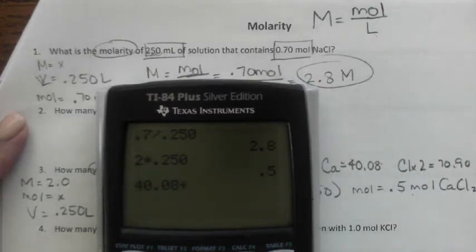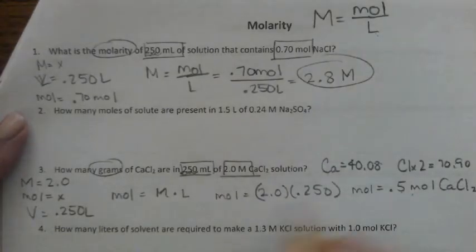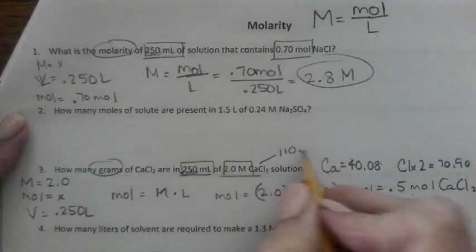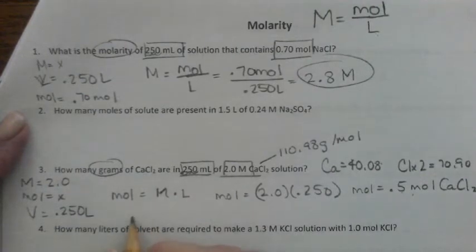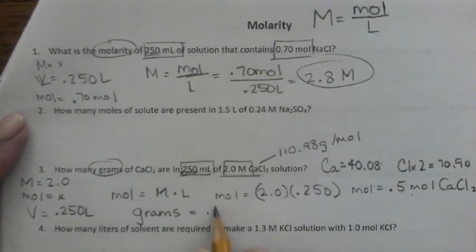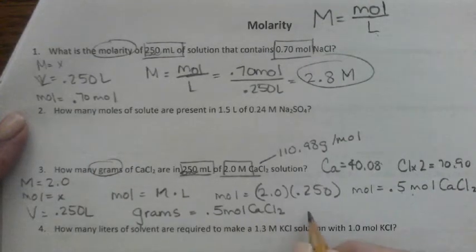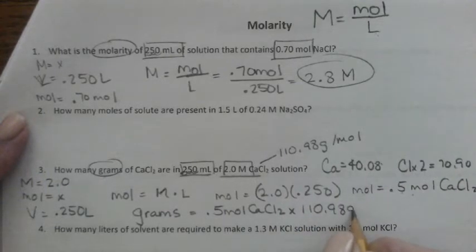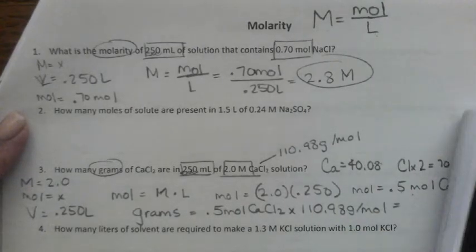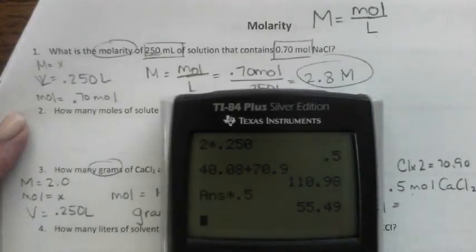40.08 plus 70.9 gives me 110.98. So that is 110.98 grams per mole. I have half a mole. So grams is going to equal 0.5 moles CaCl2 times the molar mass, 110.98 grams per mole. So my final answer, let's see what I get, times 0.5, gives me that, 55.49.